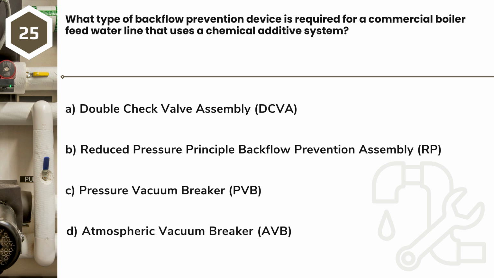Question 25. What type of backflow prevention device is required for a commercial boiler feed water line that uses a chemical additive system? A. Double check valve assembly, DCVA. B. Reduced pressure principal backflow prevention assembly, RP. C. Pressure vacuum breaker, PVB. D. Atmospheric vacuum breaker, AVB.